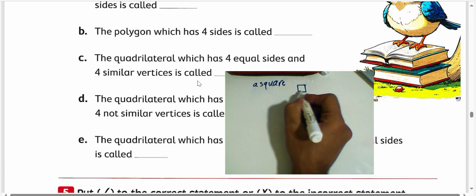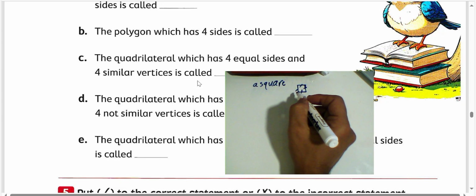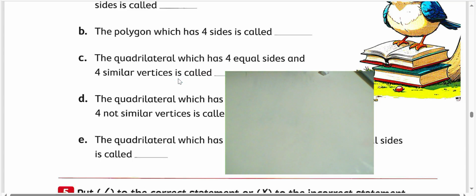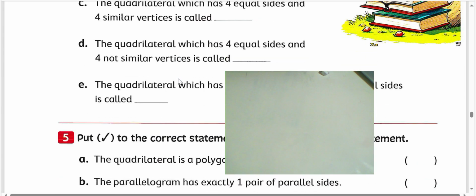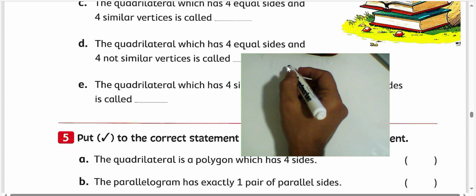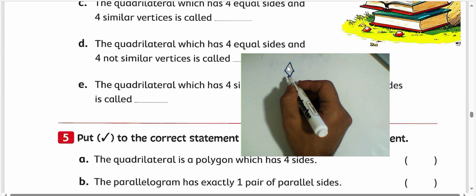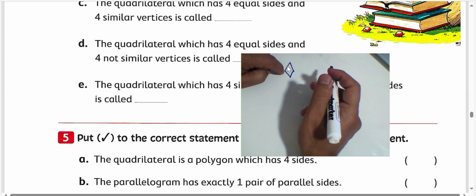Square has 4 sides of equal lengths and 4 similar angles or similar vertices. Letter D. The quadrilateral which has 4 equal sides and 4 not similar vertices, we called it what? Rhombus. We called it rhombus. The rhombus has four sides of equal lengths.